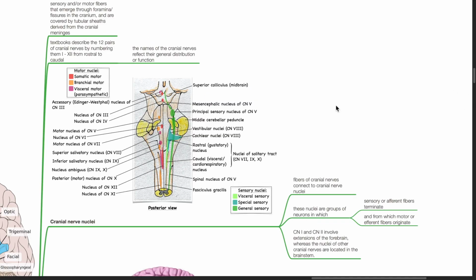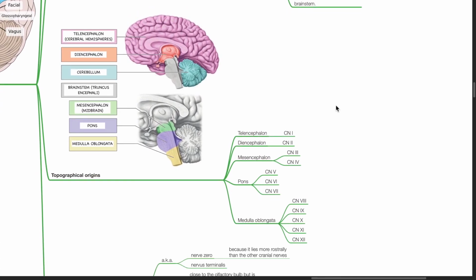Cranial nerve nuclei. Fibers of cranial nerves connect to cranial nerve nuclei. These nuclei are groups of neurons in which sensory or afferent fibers terminate and from which motor or efferent fibers originate. Cranial nerves 1 and 2 involve extensions of the forebrain, whereas the nuclei of other cranial nerves are located in the brainstem.